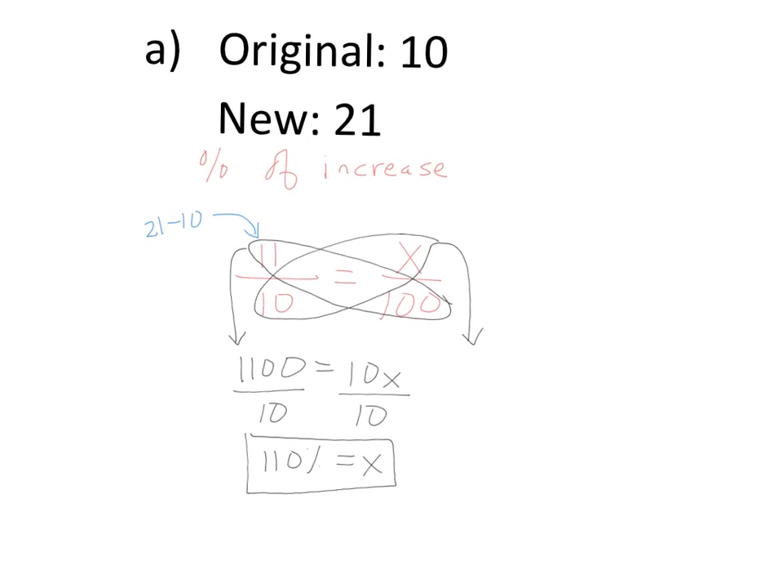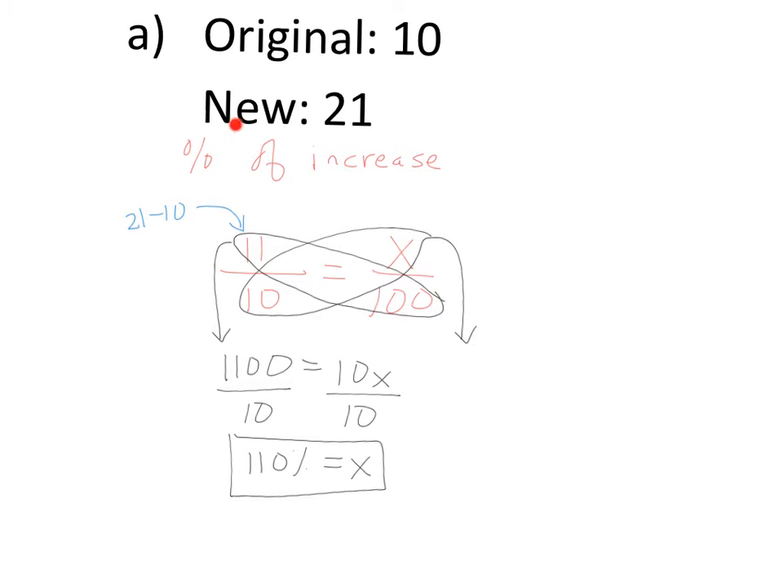Okay, so just to review, we have percent of increase. Okay, it's 10 to 21, so it's going up. Difference, subtract, over the original number, and then we're finding the percent, so we're always going to have an x here on percent of change over 100. Okay, all right, let's try the next one.